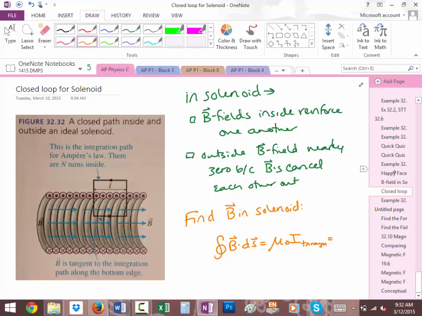What's the subscript below I? Through. So it's the current that's going through the loop.